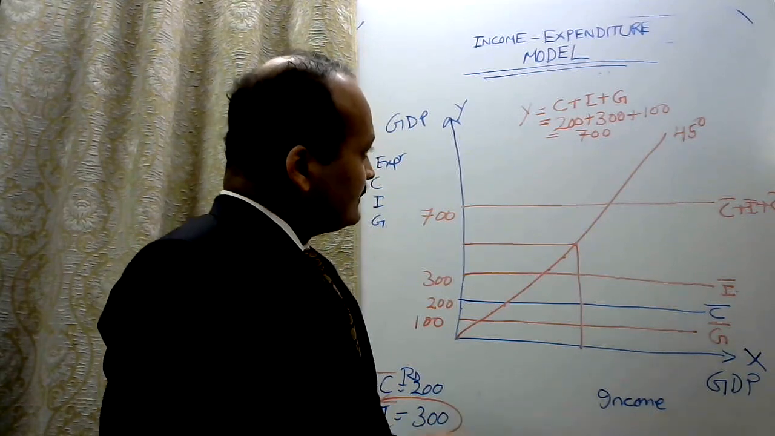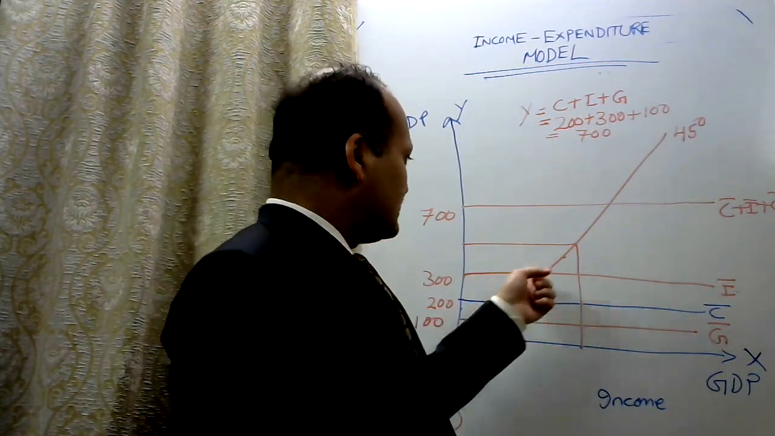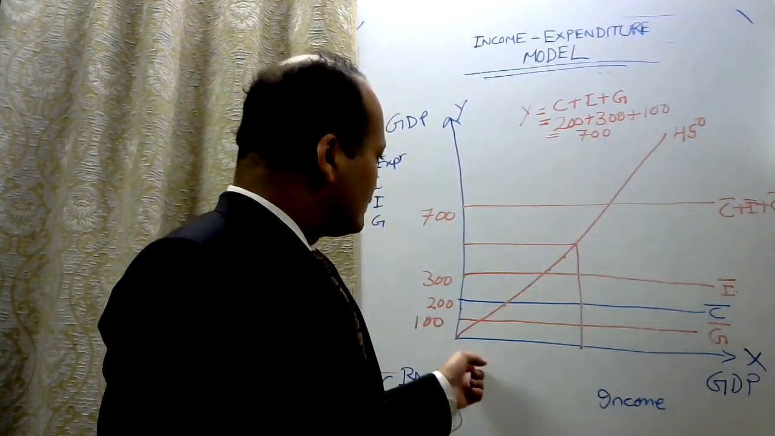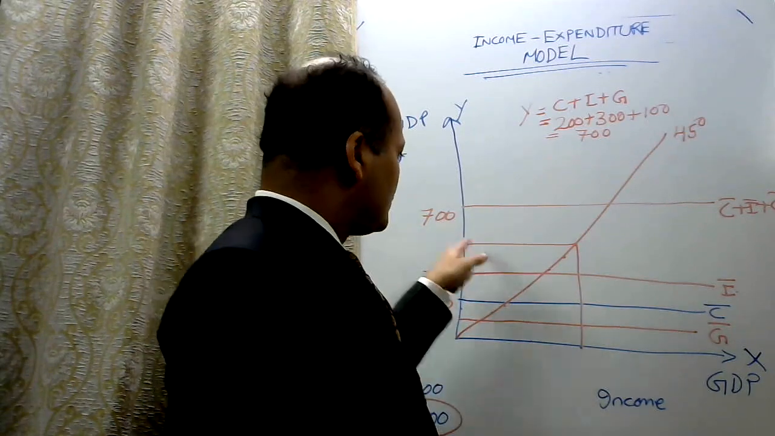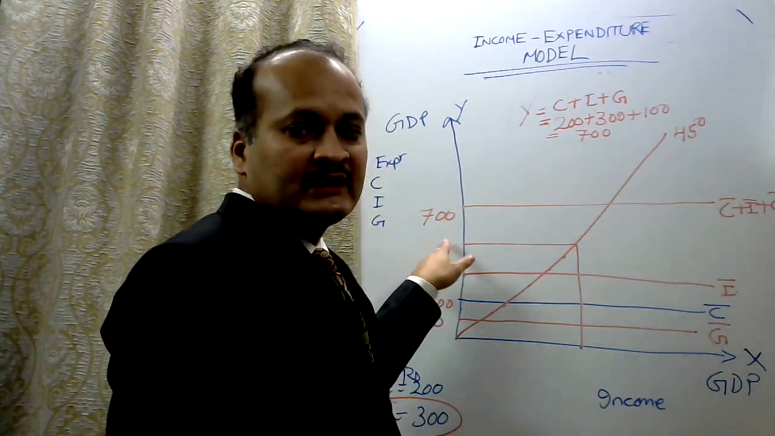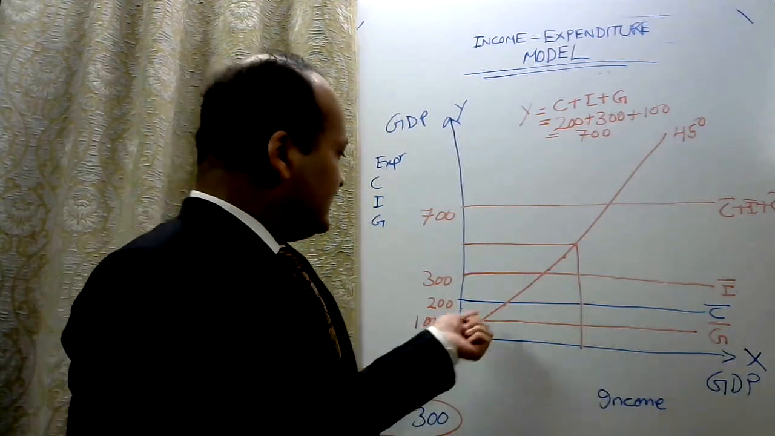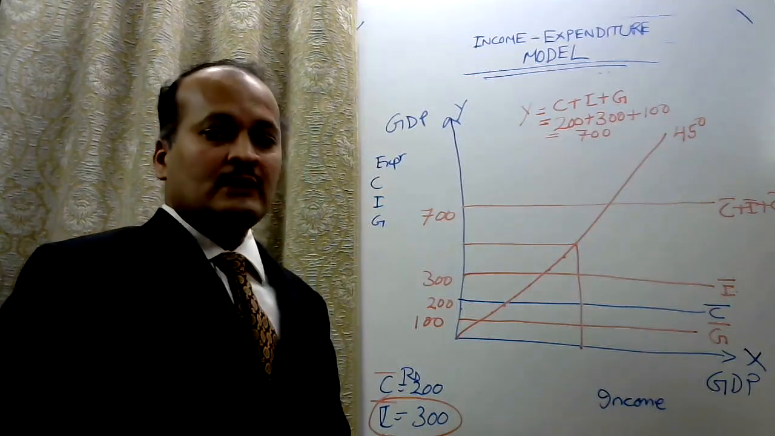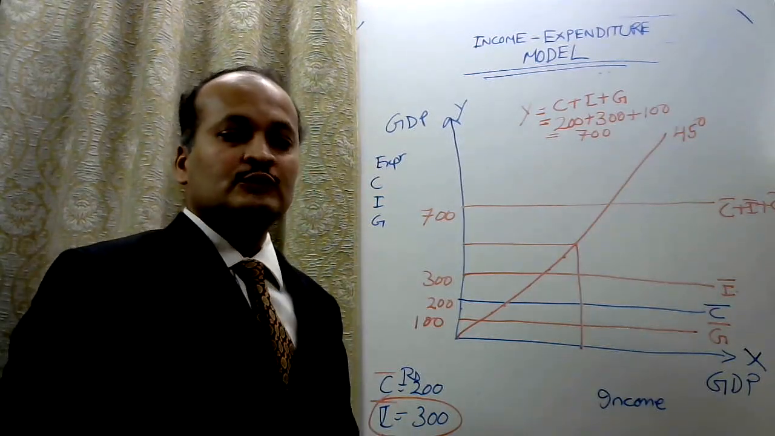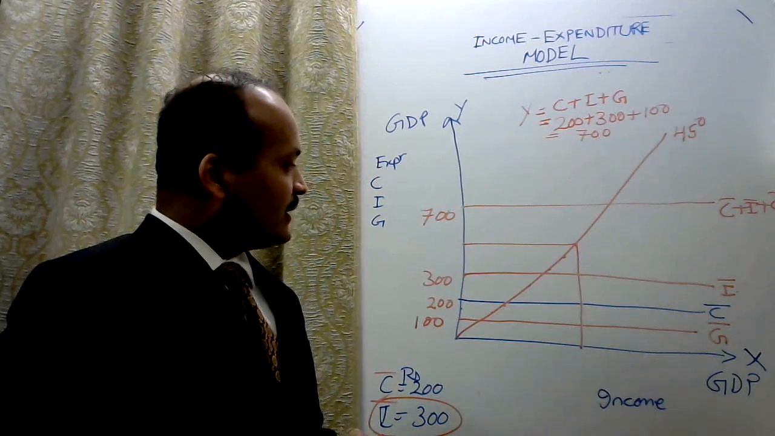Now, what does each point denote? Each point denotes that GDP as measured by the income approach is equal to GDP measured by the expenditure approach. In other words, at the equilibrium, what happens? Total income has to be equal to total expenditure. Now, there is another way of defining this.